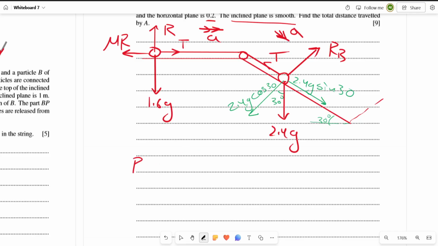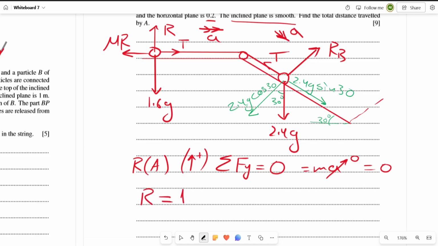Let's start resolving particle A. Let's resolve in the Y first, taking upwards as positive. Now in the Y direction, for A, I do not have any acceleration. So sigma Fy is not going to equal ma, it's going to equal 0. It's technically equal to ma, but a is 0, so it's just equal to 0. In other words, whenever I have sigma Fy equals 0, it means that the upward forces are equal to the downward forces. So straight away I can say that the upward reaction is going to equal 1.6 G. Forces balance, or it's in equilibrium in the Y direction.